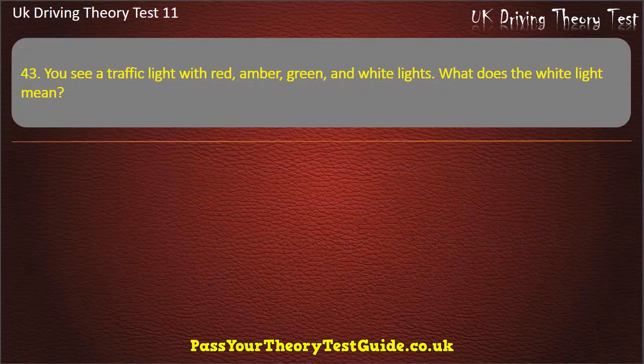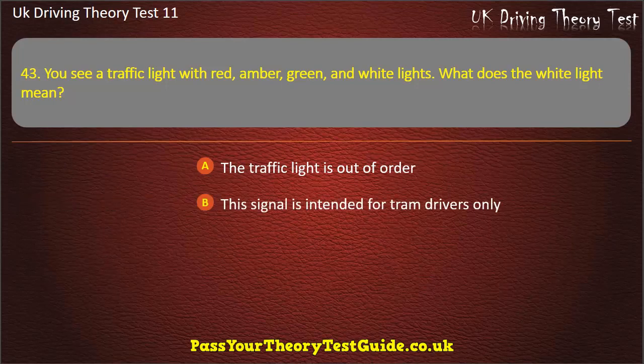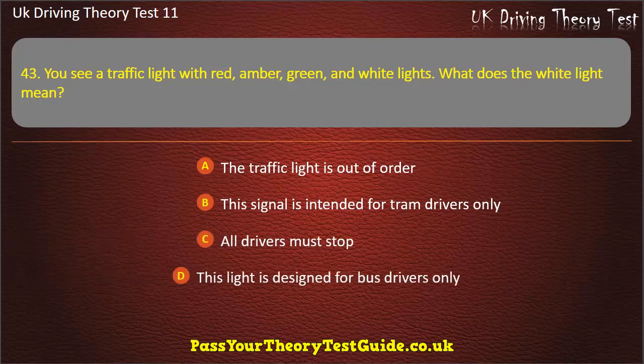Question 43. You see a traffic light with red, amber, green, and white lights. What does the white light mean? The traffic light is out of order. This signal is intended for tram drivers only. All drivers must stop. This light is designed for bus drivers only. Answer. This signal is intended for tram drivers only.